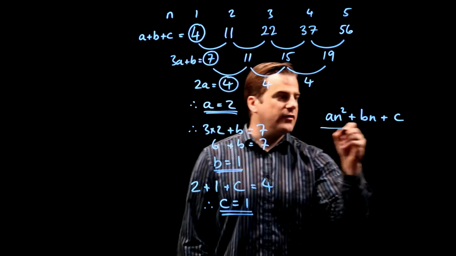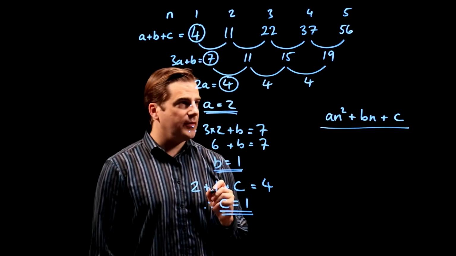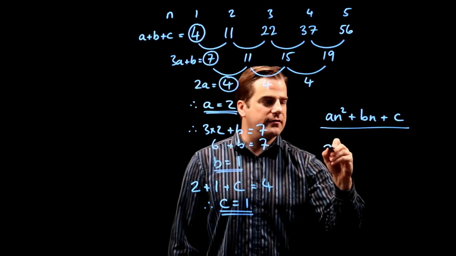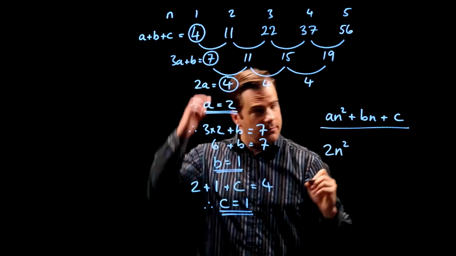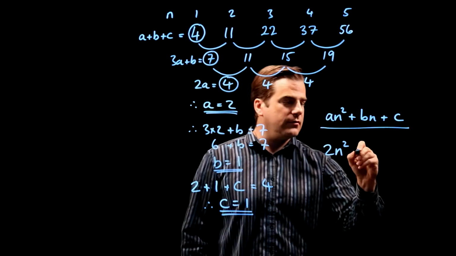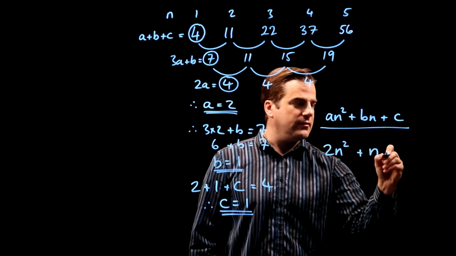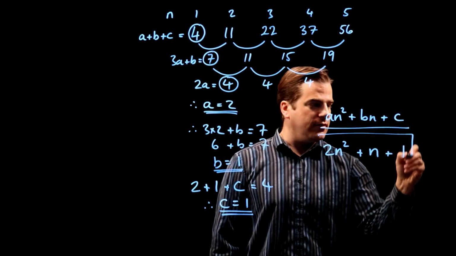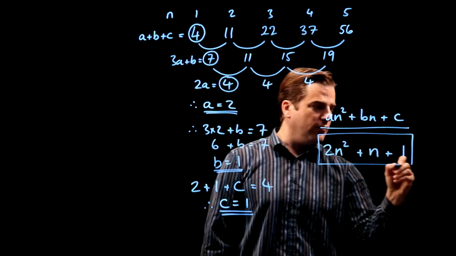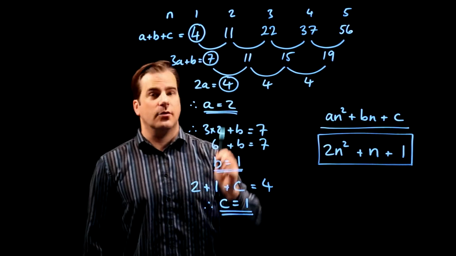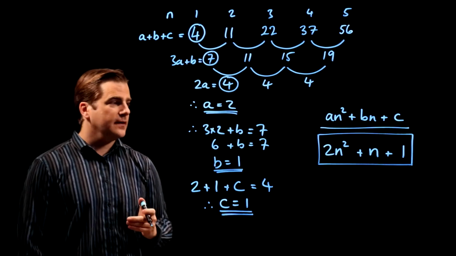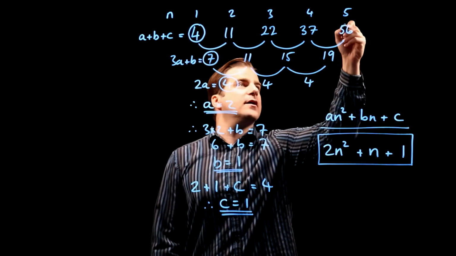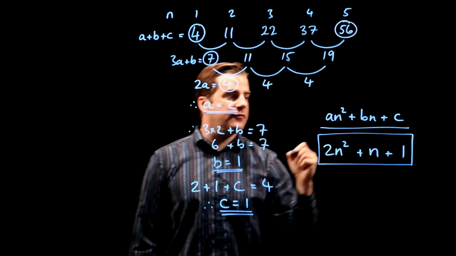So we've done it. Stick it into there, general formula, and we get, right, a is 2, so we get 2n squared. b is 1, plus n, plus c is 1, plus 1. There we go. We have found the formula for this quadratic sequence. Simple. Always check. Let's pick on this number here and see if it works.